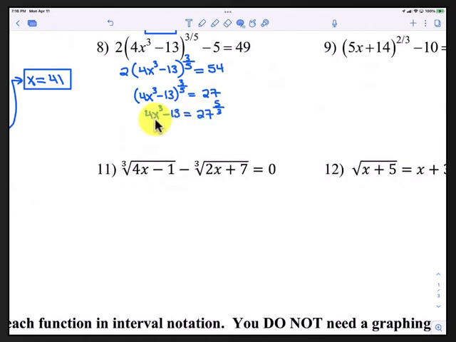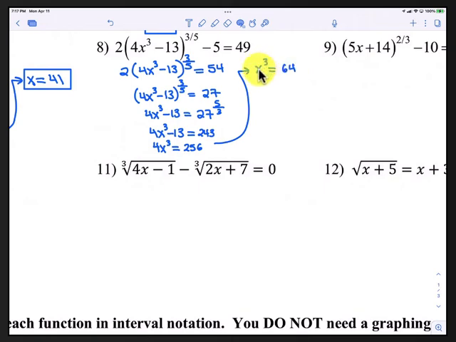So that results in 4x cubed minus 13 equals 27 to the 5/3. Well, then to evaluate this without a calculator, that means we're taking the cube root of 27, that's 3, and then you're raising that to the 5th power, and that's going to be 243. So we have 243 on the right. Now let's add 13 to both sides, giving us 256 on the right. Now let's divide by 4 on both sides, and that gives us 64 on the right.